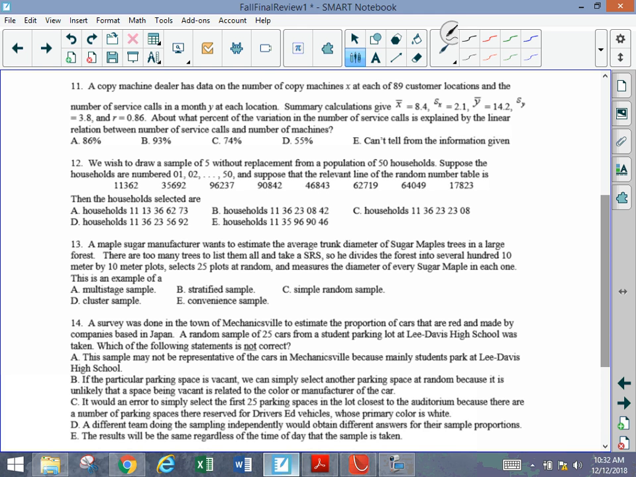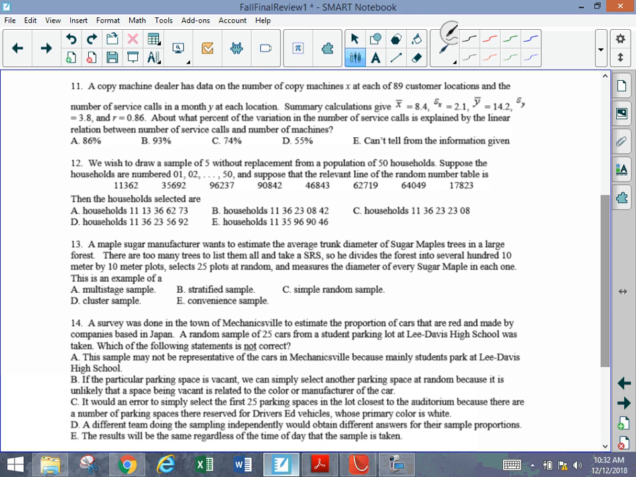Got some summary calculations where this is the mean of our x, the standard deviation of our x values, the mean of our y values, the standard deviation of our y values, and we have our correlation, or R value. About what percent of the variation in number of service calls is explained by the linear relation between number of service calls and number of machines.